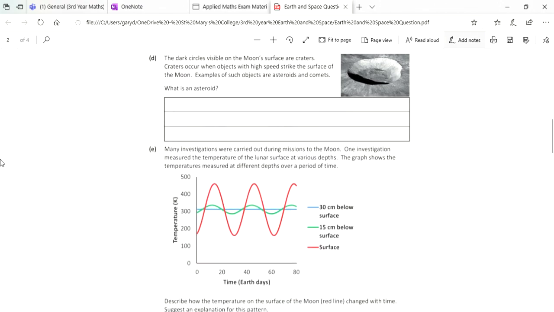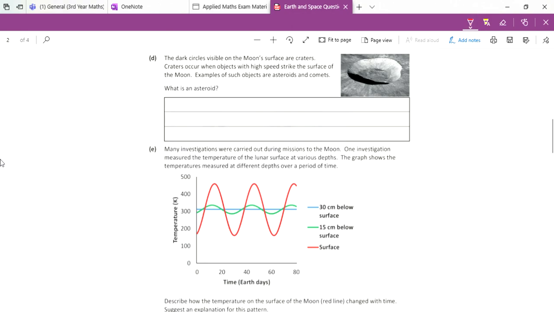Next question is a little bit easier, and it's one of your definitions you should know. What is an asteroid? It is a clump of rock that orbits the Sun. And 3 marks if you got that one correct.